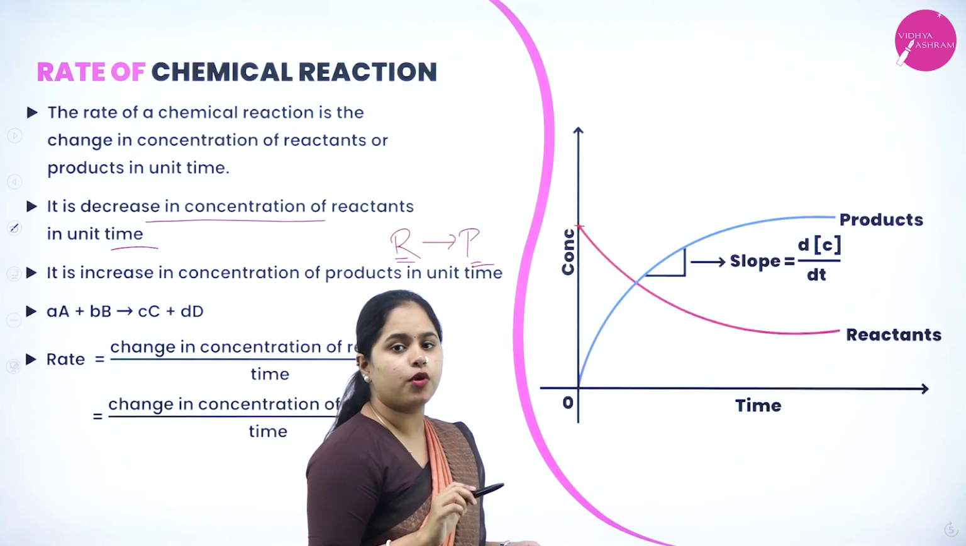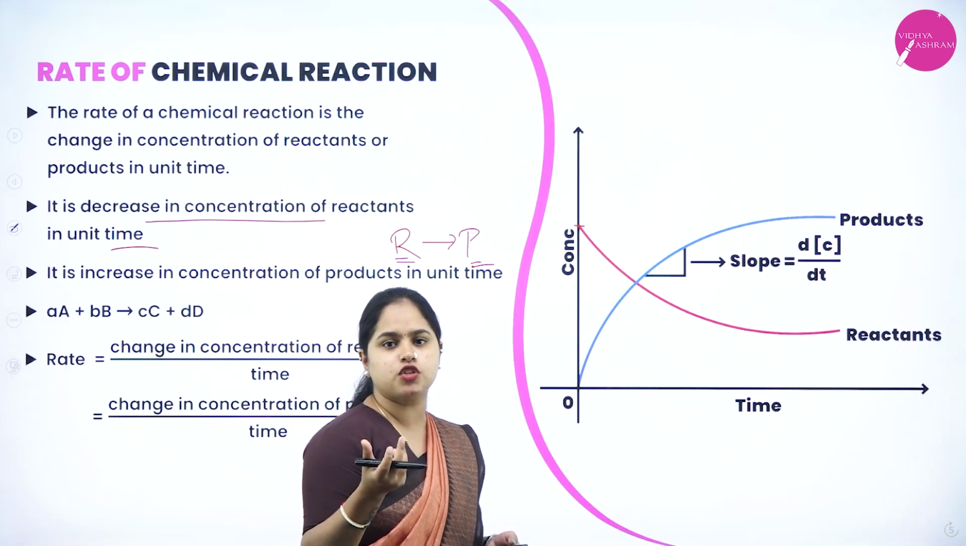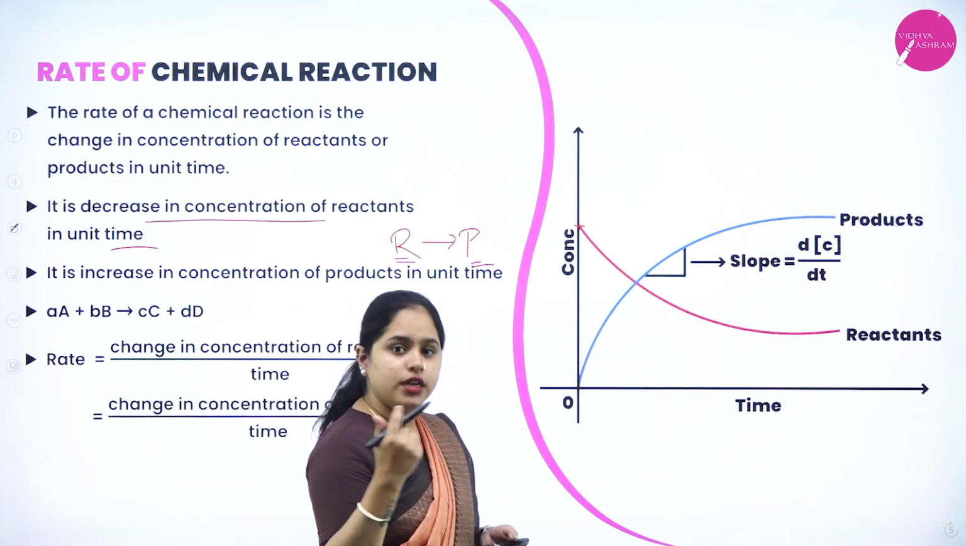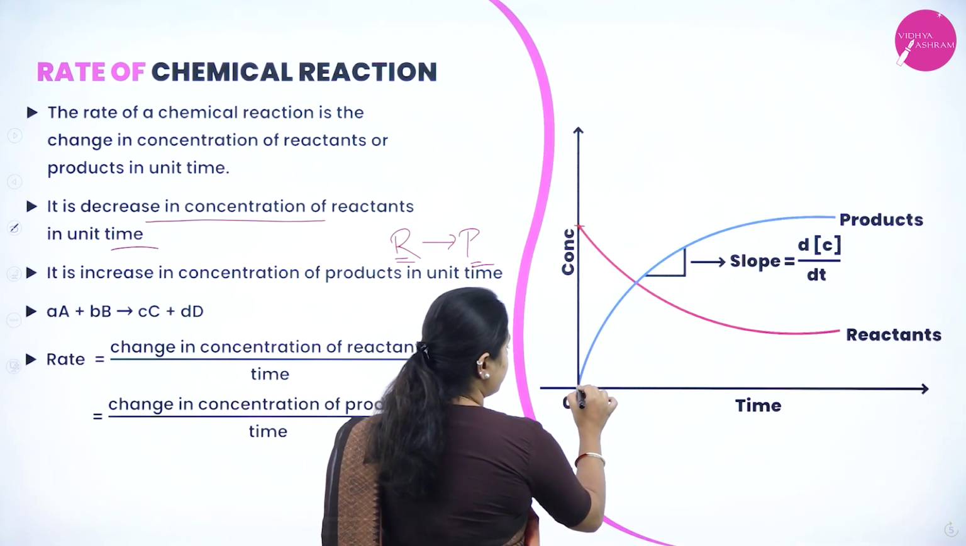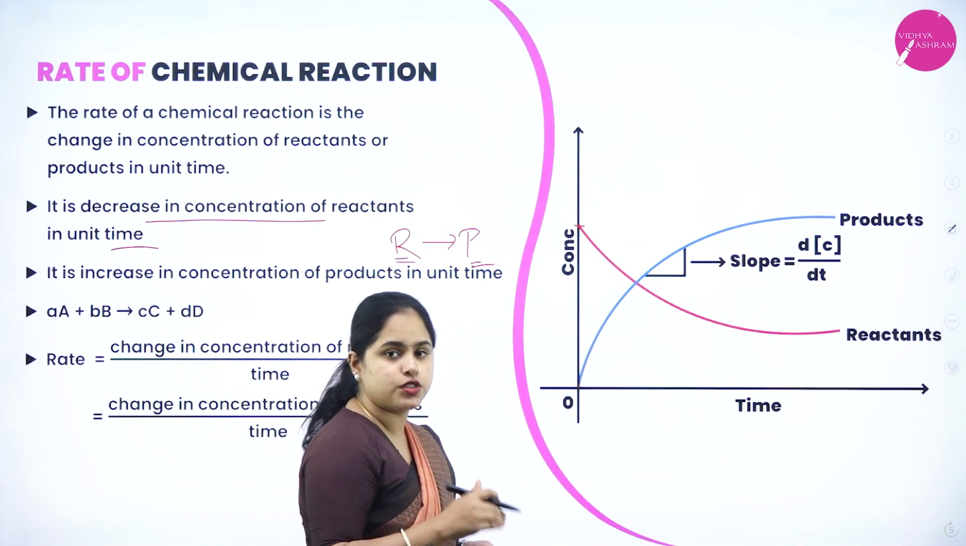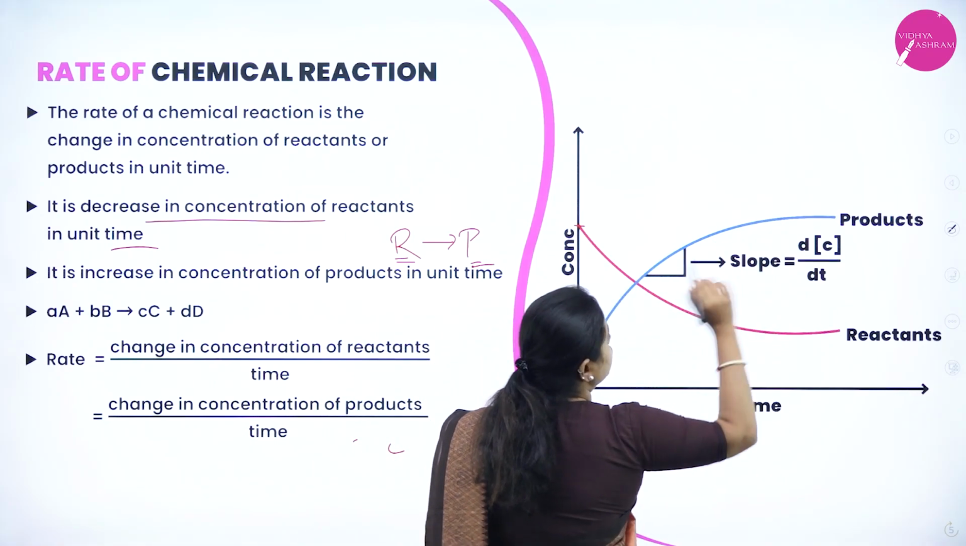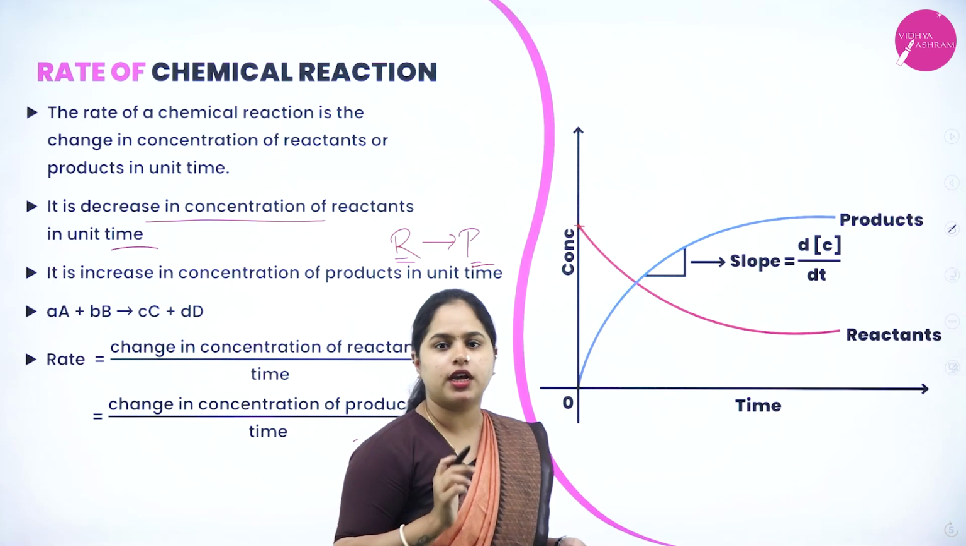Now what happens to the product? Initially, was there any concentration of products? No, right? Initially it is only reactants, there are no products. From this graph, you can see initially the concentration of product is 0, and as time increases, the concentration of products increases. So I hope the graph is also clear.